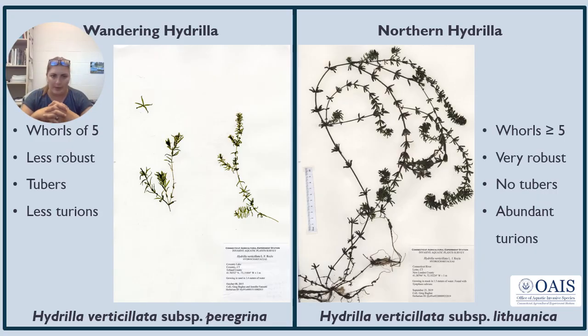It's very robust. You can see just in our herbarium mount side by side, it's much bigger than the wandering Hydrilla. It doesn't have tubers that we found, at least not in the same way that wandering Hydrilla does, which hopefully will make it easier to treat and manage. And then it has abundant turions. It produces a lot of turions. When you see it floating down the Connecticut River in October when it's starting to senesce, it's going to be chock full of turions that are going to fall to the sediment and sprout the next year.